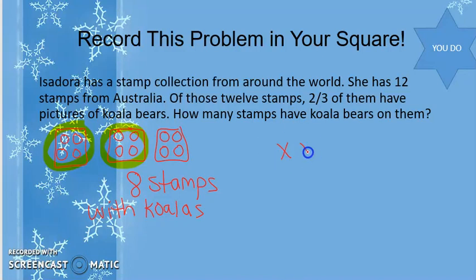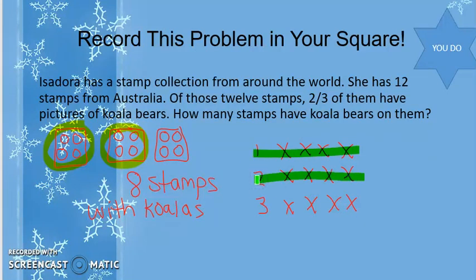Okay, quickly I'm going to also show you the array. So we could have had 3 groups, 1, 2, 3 groups. We could have had 4 stamps in each one of the groups. And once again, if we took only 2 of those 3 groupings, we would have once again had 8 stamps with koalas.